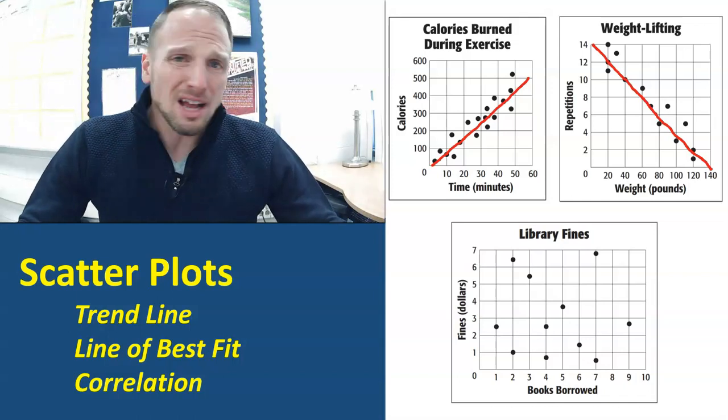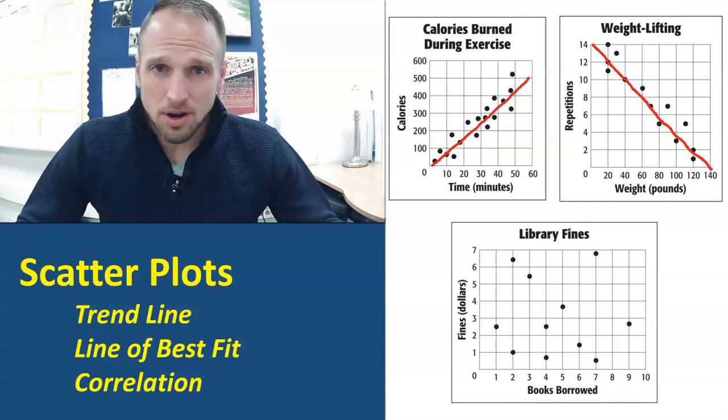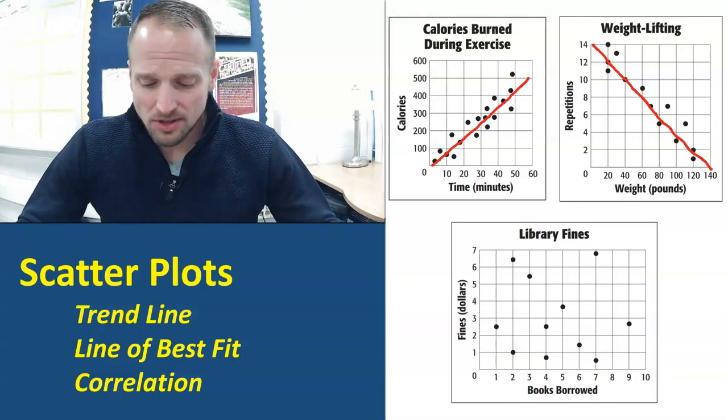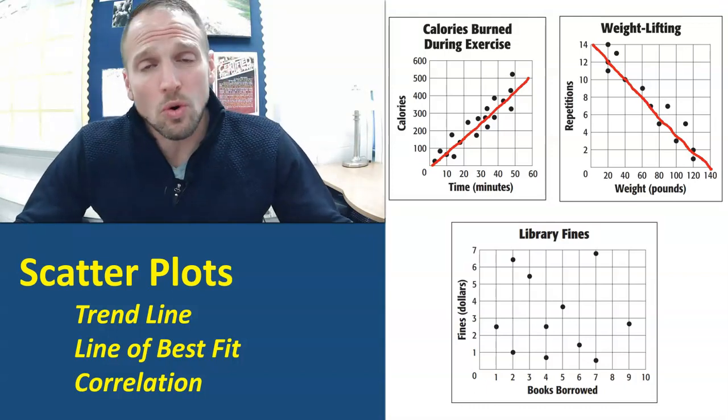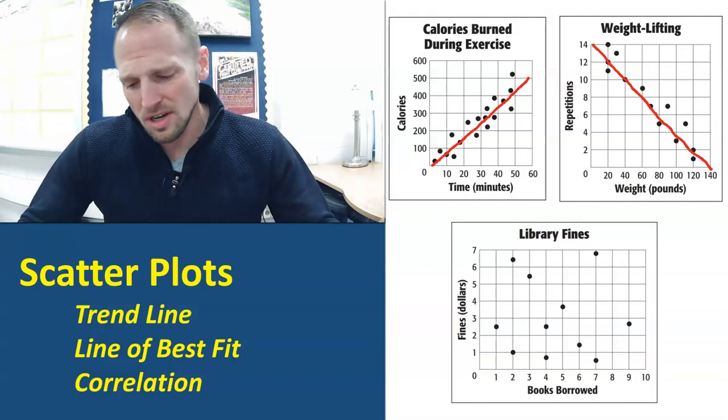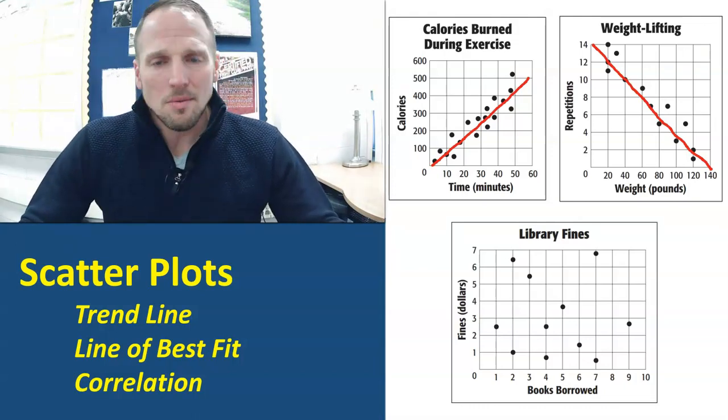So it's not possible for me to draw a trend line or a line of best fit through this. And if I can't draw a line of best fit, that means there's no correlation. There's no connection. Let's look at that graph and see if no connection makes sense.